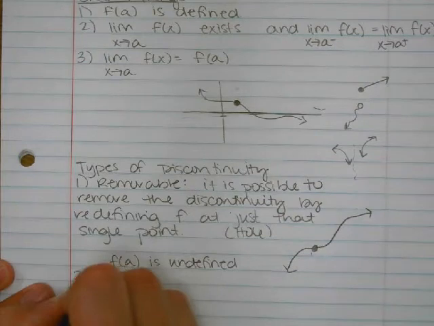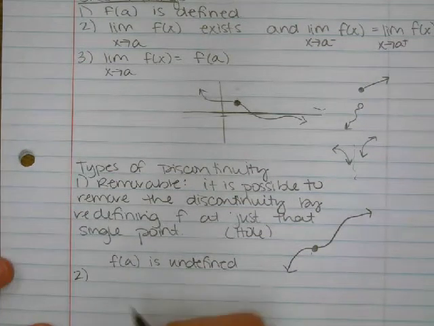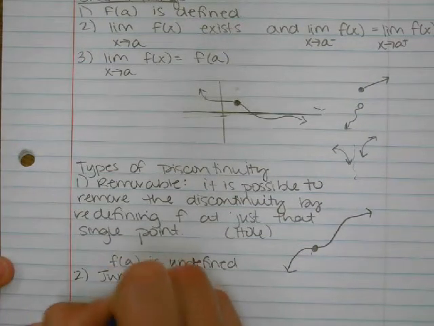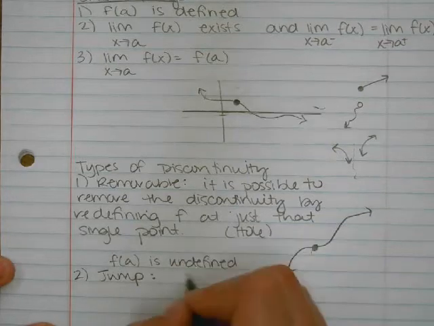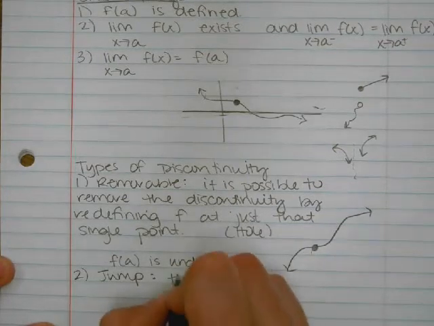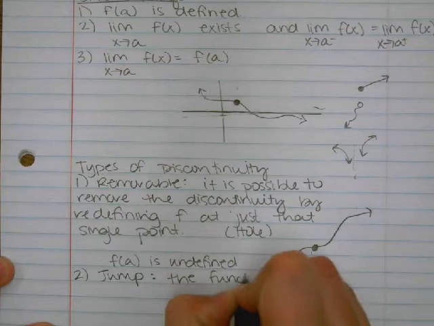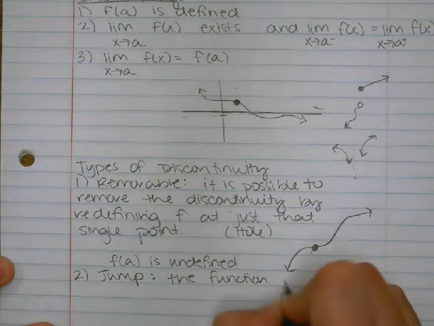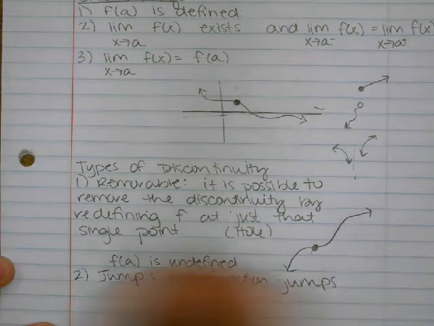Okay, another type of discontinuity is a jump discontinuity. And a jump discontinuity is where the function jumps from one value to the other.